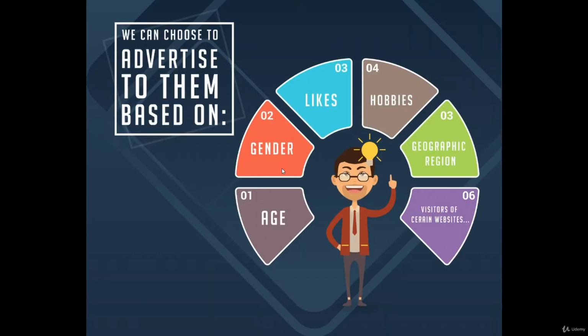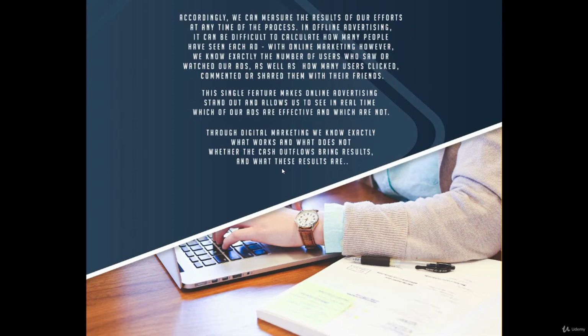The goals that we can achieve online are unlimited, depending on what interests your target market. You can choose to advertise to them based on different criteria, for instance, age, gender, geographic region, likes, hobbies, visitors of certain websites. The list is really endless. Accordingly, we can measure the results of our efforts at any time of the process. In offline advertising, it can be difficult to calculate how many people have seen each ad. With online marketing, however, we know exactly the number of users who saw or watched our ads, as well as how many users clicked, commented, or shared them with their friends.